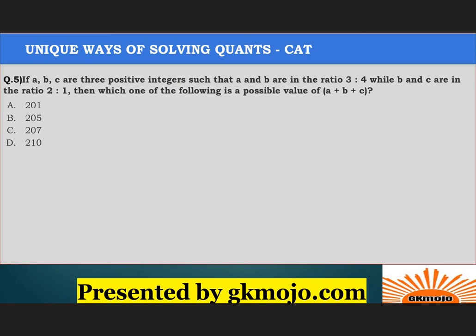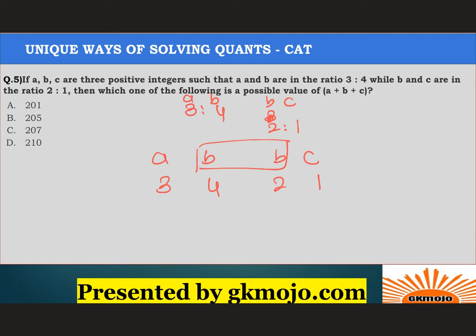Again, a very easy question which requires common sense. If A, B, C are three positive integers such that A, B are in the ratio 3:4, okay, this is A and B, and B and C are in the ratio 2:1. Whenever A, B and B, C come like this, make the common term equal, right? So here it is 3, here it is 4, here it is 2, and here it is 1, right? So multiply this by 2. So what you get is 3:4, and this is also multiplied by 2, right? We just made the ratios equal by taking the common middle term, okay?